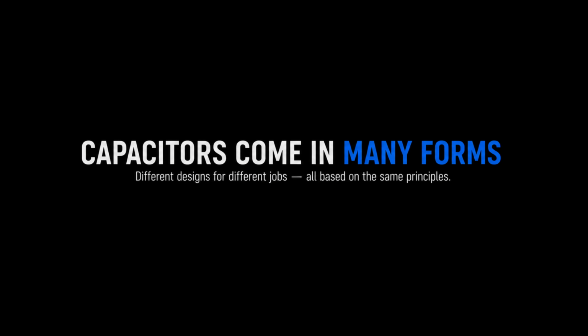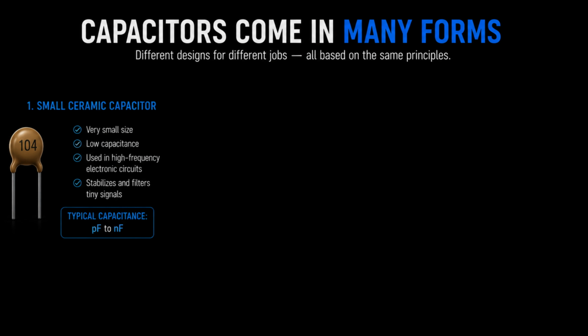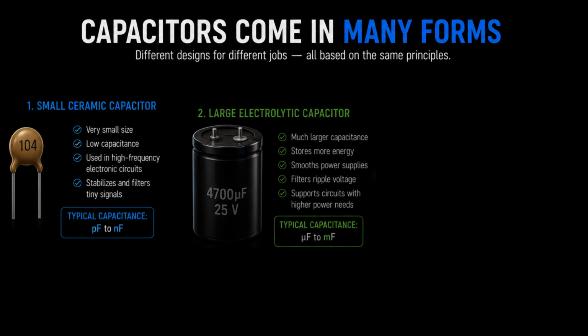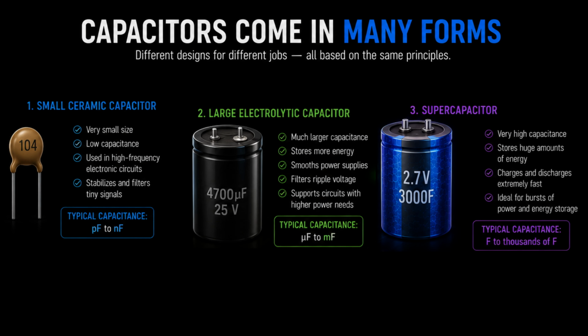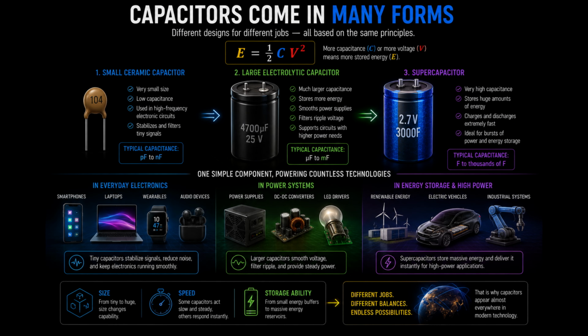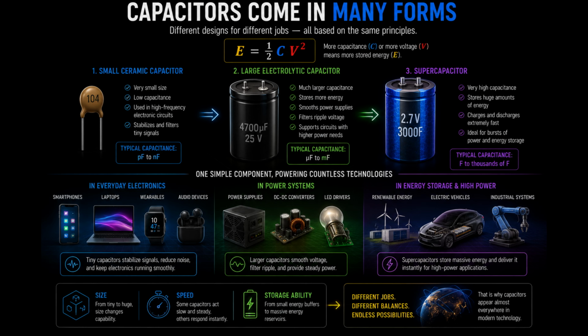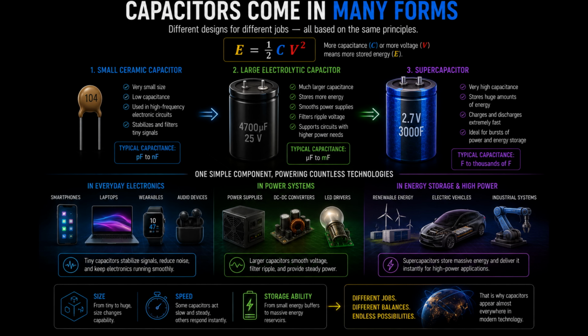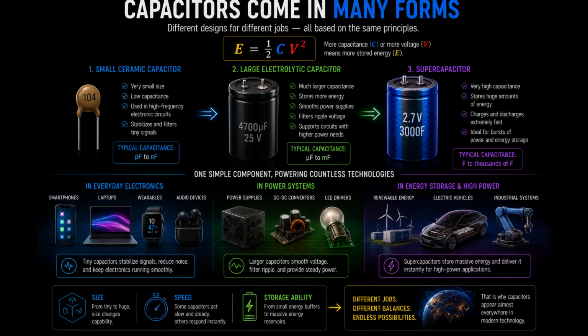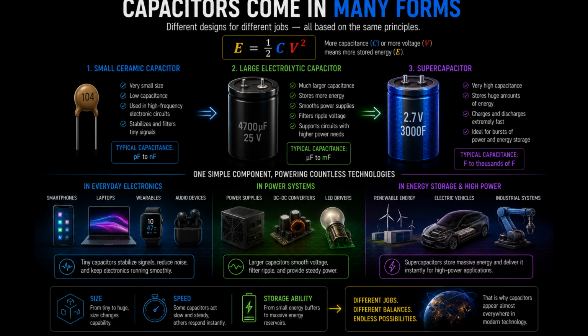Different capacitor designs exist because different applications require different behavior. Tiny capacitors may stabilize signals inside electronic circuits. Larger capacitors can smooth power supplies. Supercapacitors can store much larger amounts of energy and deliver that energy very quickly when needed. Different jobs require different balances between size, speed, and storage ability. That is why capacitors appear almost everywhere in modern technology.